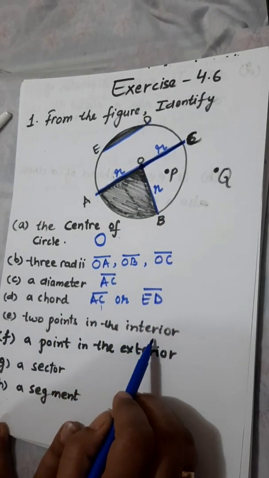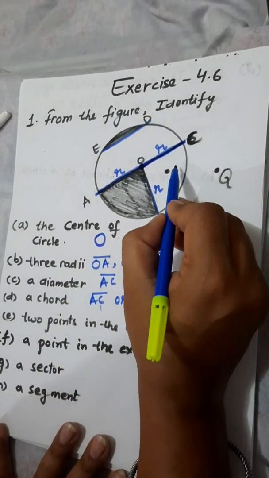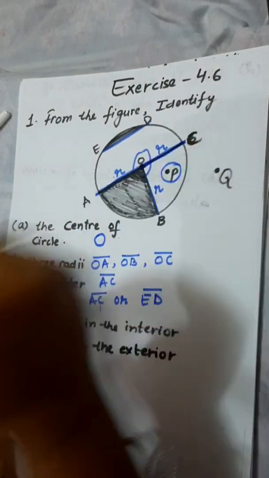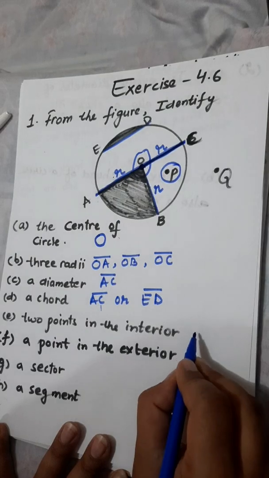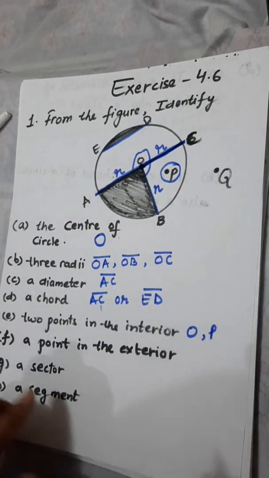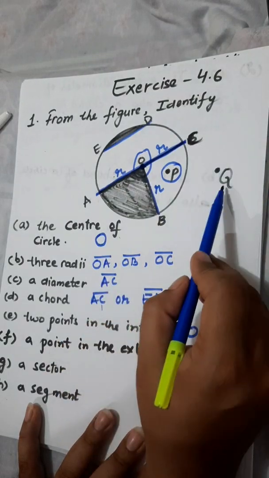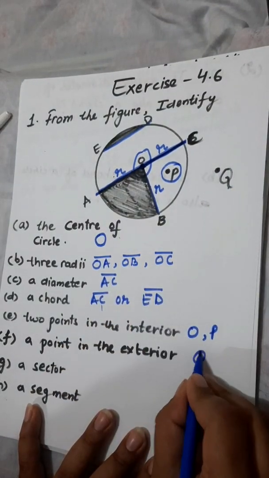2 points in the interior. Interior means inside. So this P lies in the interior, this center lies in the interior. So these are the points O and P. A point in its exterior. Exterior means outside portion, and here exterior is Q.